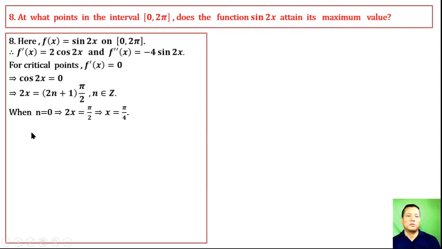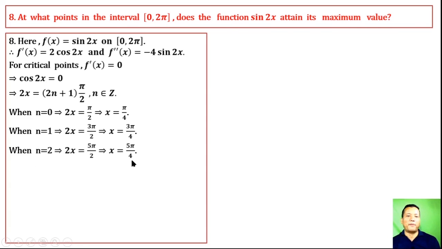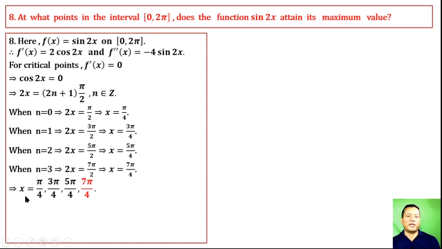Solving for x, when n is 0, x is pi by 4. When n is 1, x is 3 pi by 4. When n is 2, x is 5 pi by 4. When n is 3, x is 7 pi by 4. Therefore x can take pi by 4, 3 pi by 4, 5 pi by 4, 7 pi by 4.